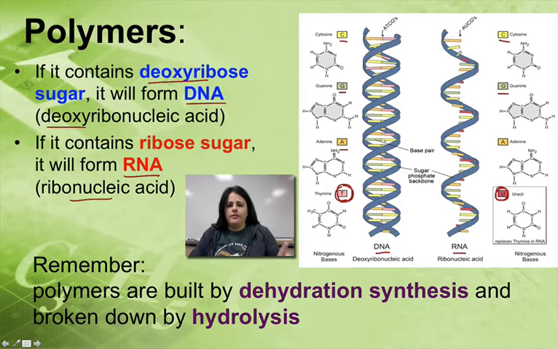But don't forget, at the bottom of your notes, in order to get a polymer, we build by dehydration synthesis. We remove water to put things together. But to break apart anything, including DNA and RNA, which your body does need to do, it's called hydrolysis. You add the water back in to break things apart.